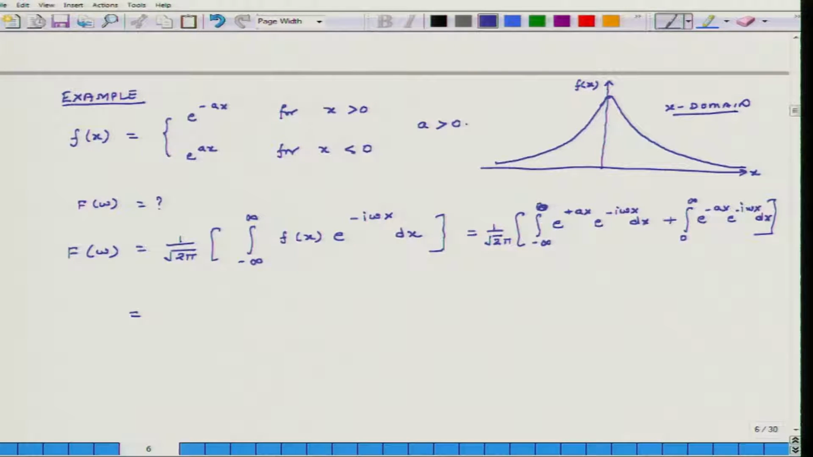So this equals 1 over square root of 2 pi, integral from minus infinity to 0 of e to the power of (a minus i omega) x dx, plus the integral from 0 to infinity of e to the power of minus (a plus i omega) x dx.